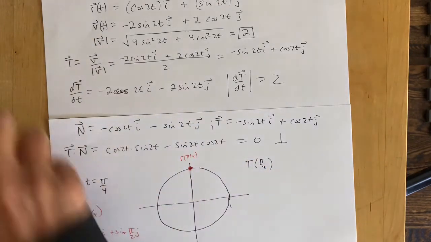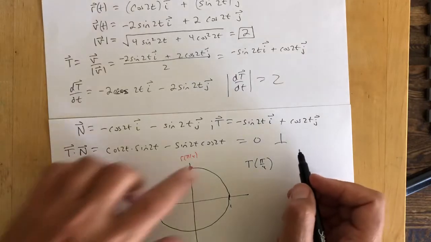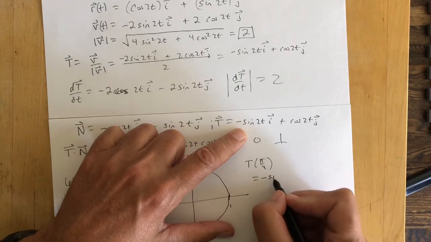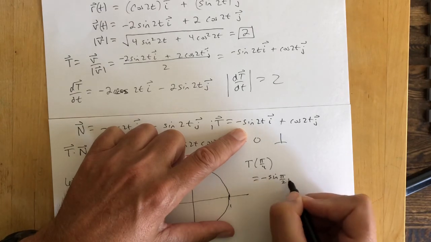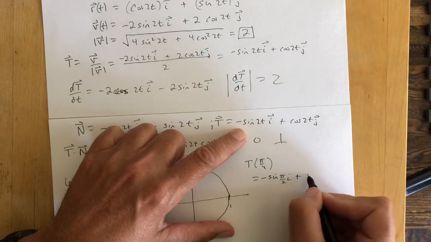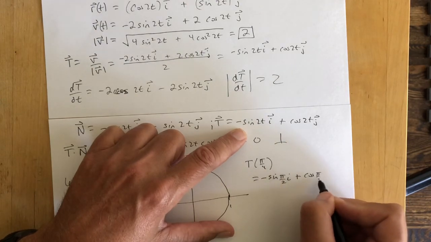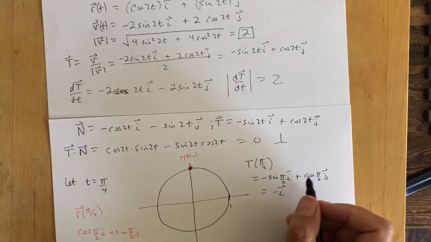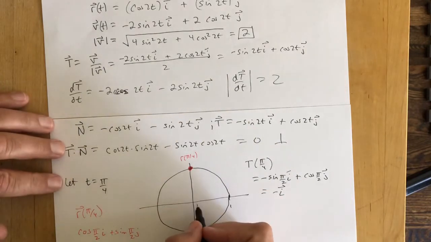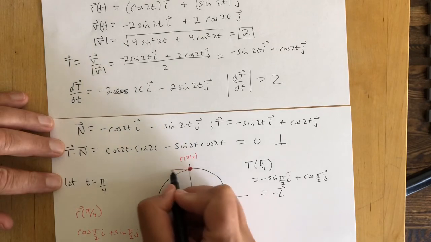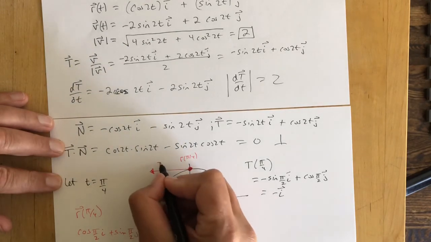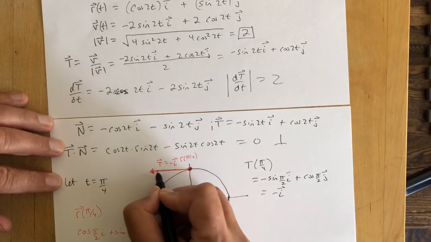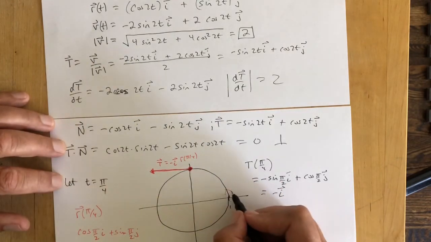Okay. Let's find T of pi over 4. All right. So we plug that in here. We get minus sine pi over 2 i plus cosine pi over 2 j, which is minus i. Whew, that's good. So if this is i, then minus i is this way, so here it is. That's T equals minus i, so there it is. There's the tangent vector, right where it's supposed to be, going in that direction because our motion is this.